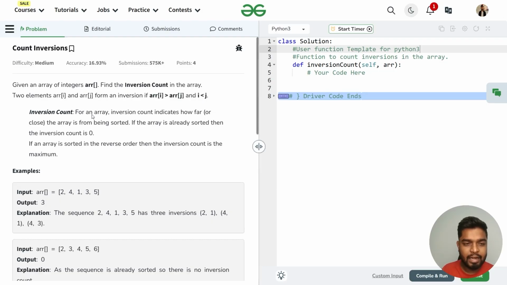So inversion for an array indicates how far or how close the array is from being sorted. For example, if the inversion value is 0, this means that the array is already sorted. But for the case of a reverse sorted array, the inversion count is the maximum. Let's understand this through some examples.